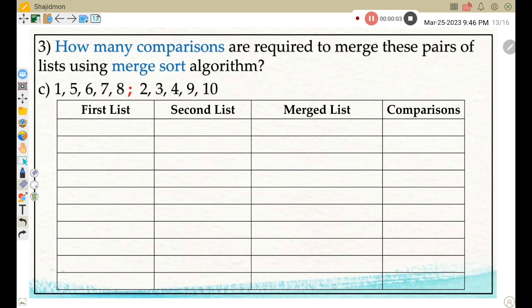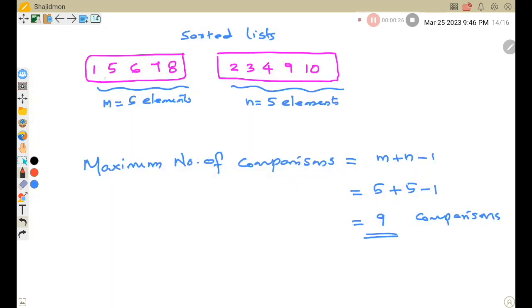Now we will go to question number 3. Same model, one more question. How many comparisons are required to merge this pair of lists using the merge sort algorithm? Correct. So in this question you have 2 sorted lists, 1, 5, 6, 7, 8 and 2, 3, 4, 9, 10. So we have 2 sorted lists. The first list has 5 elements, the second list has 5 elements. That means m equals 5, n equals 5.